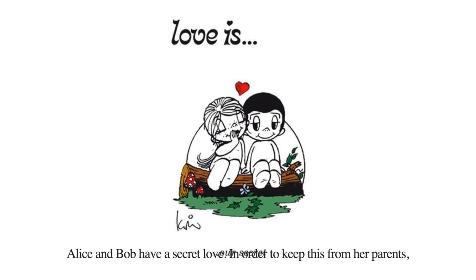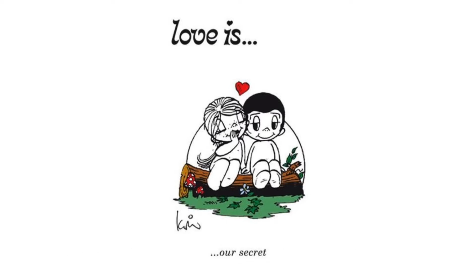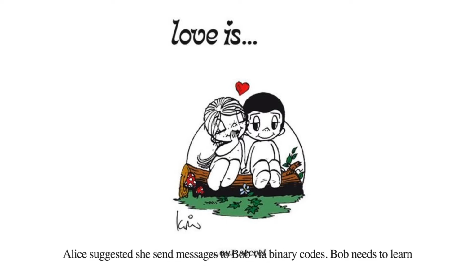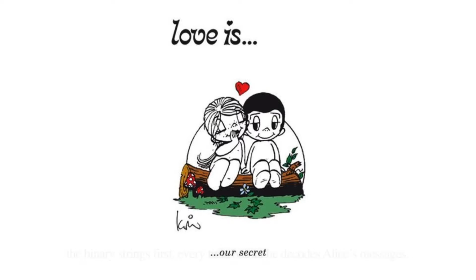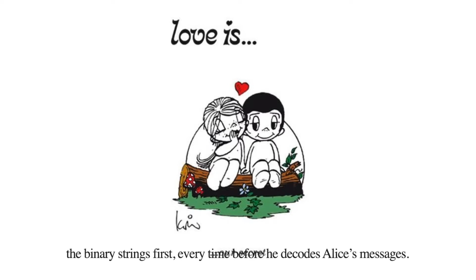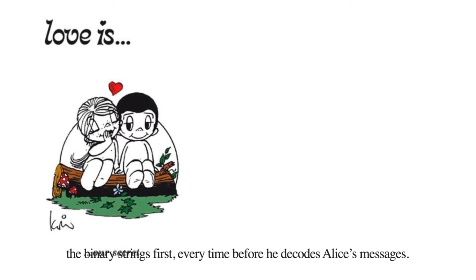Alice and Bob have a secret love. In order to keep this from her parents, Alice suggests that she send messages to Bob in binary codes. Bob needs to learn the binary string first, every time before he decodes Alice's message.